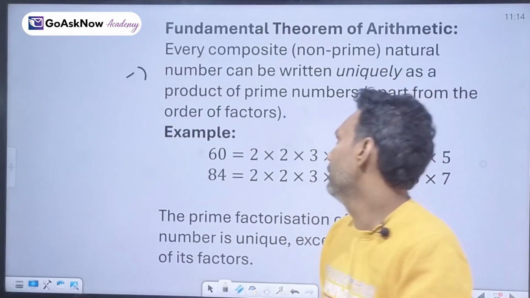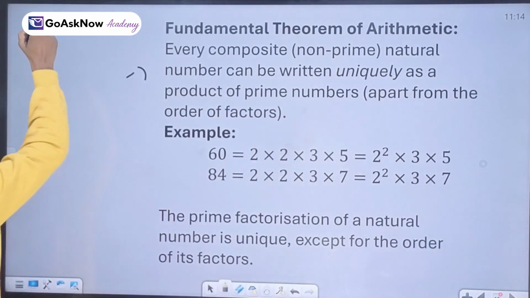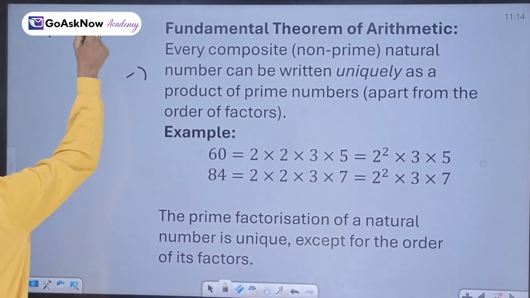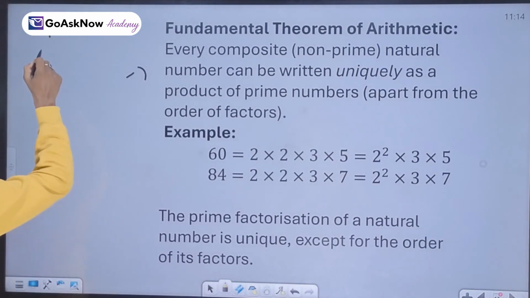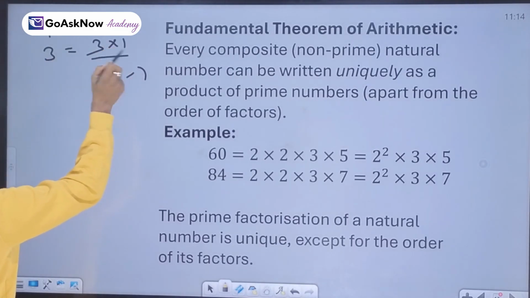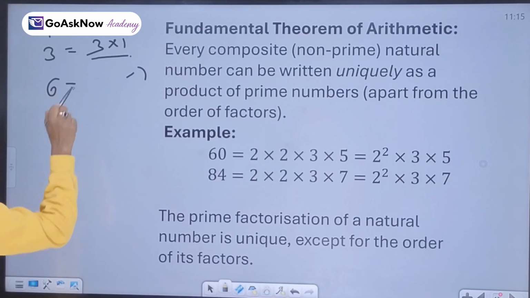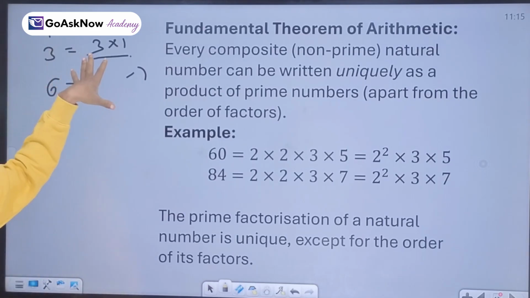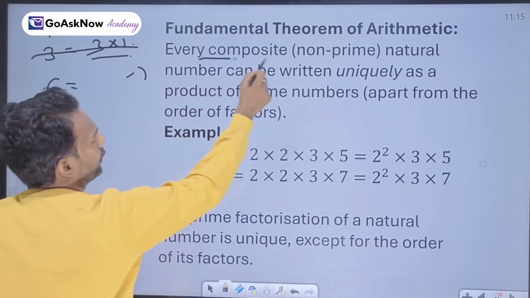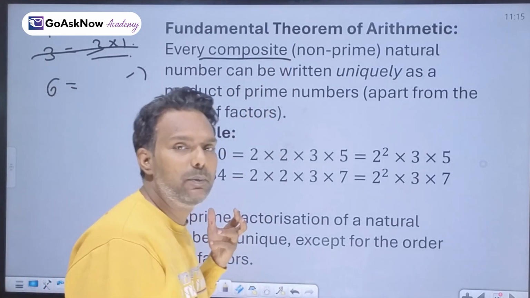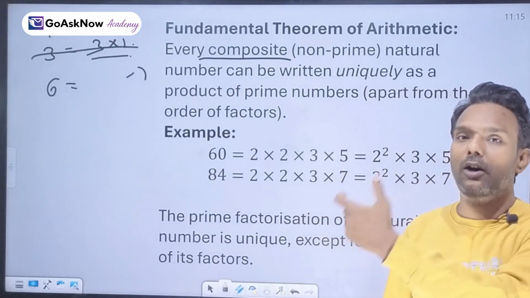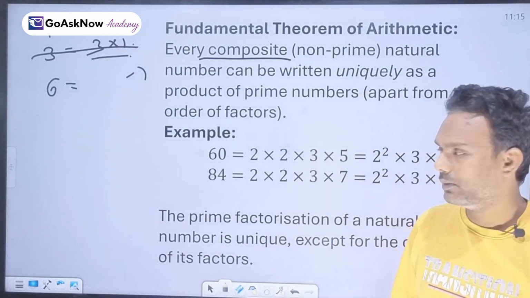Okay. What's that? Suppose 4 is 2 into 2. 3 is 3, or we can write 3 into 1. 6. But we talk here about composite numbers, therefore we will not take 3. So we will take any composite number. Any composite number can be represented in the form of a product of a set of prime numbers.